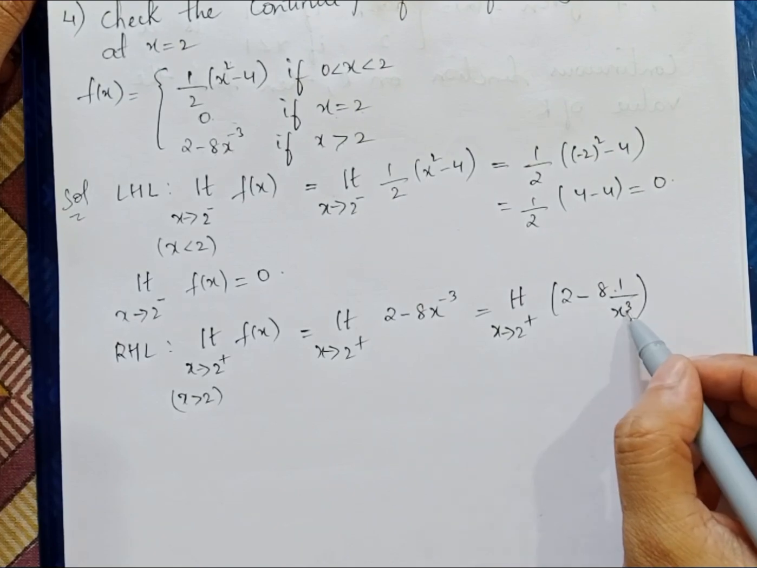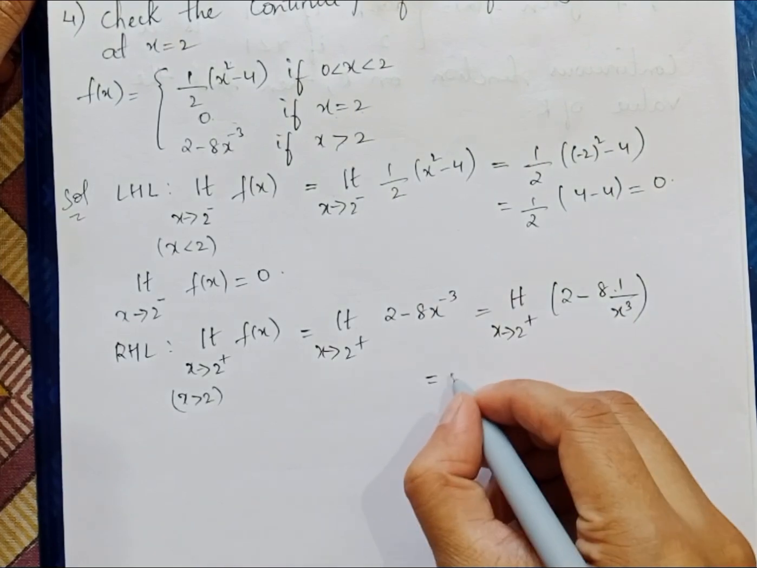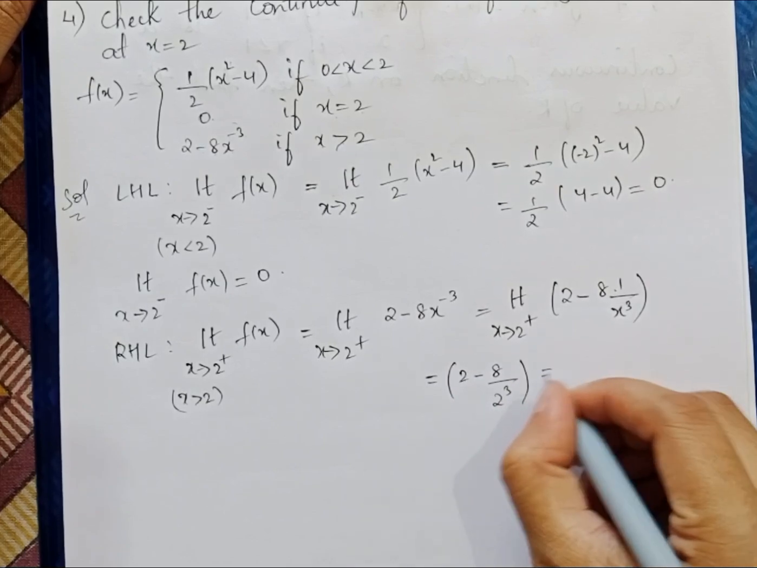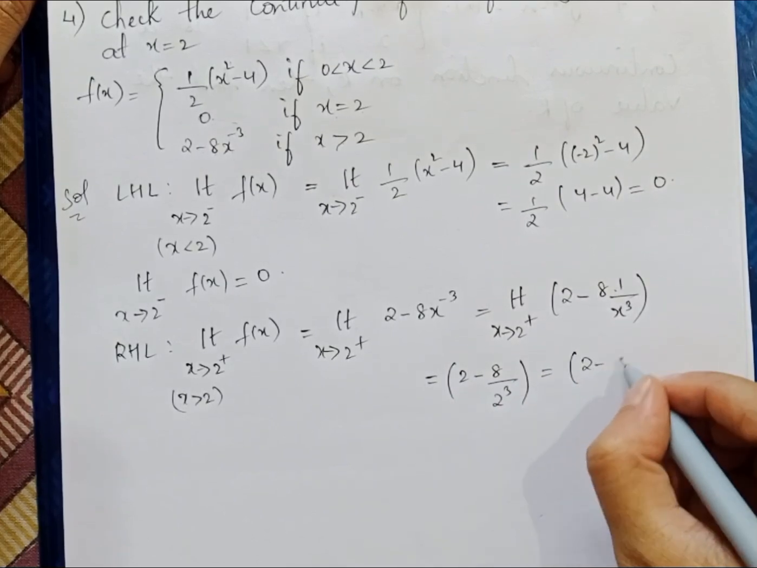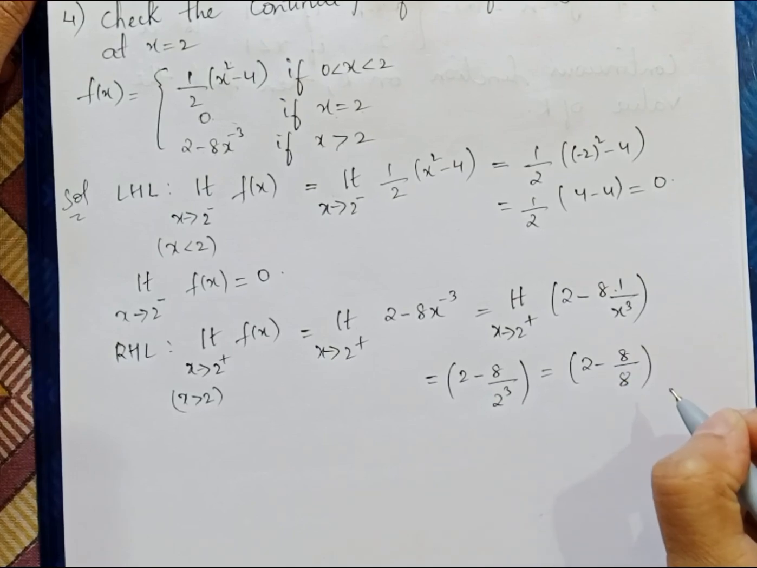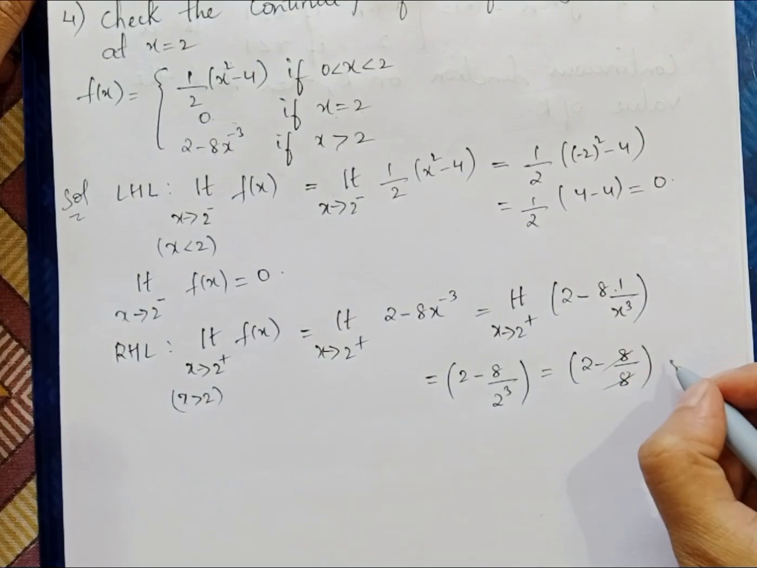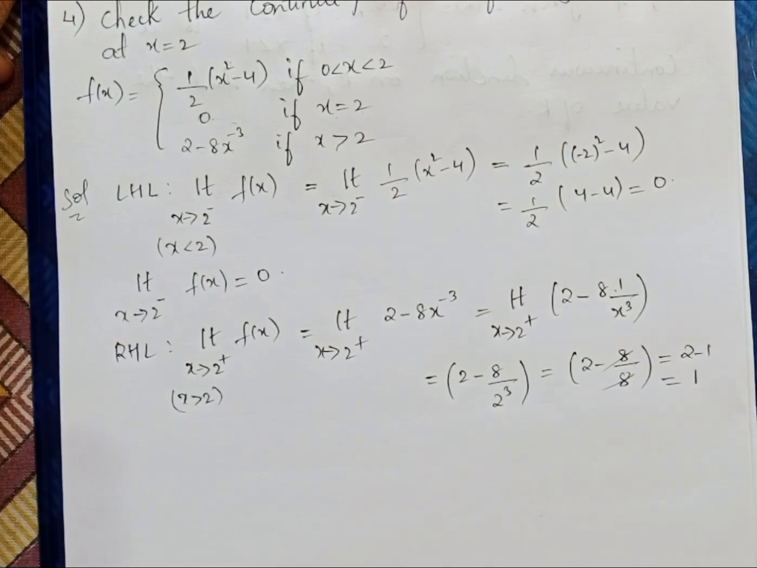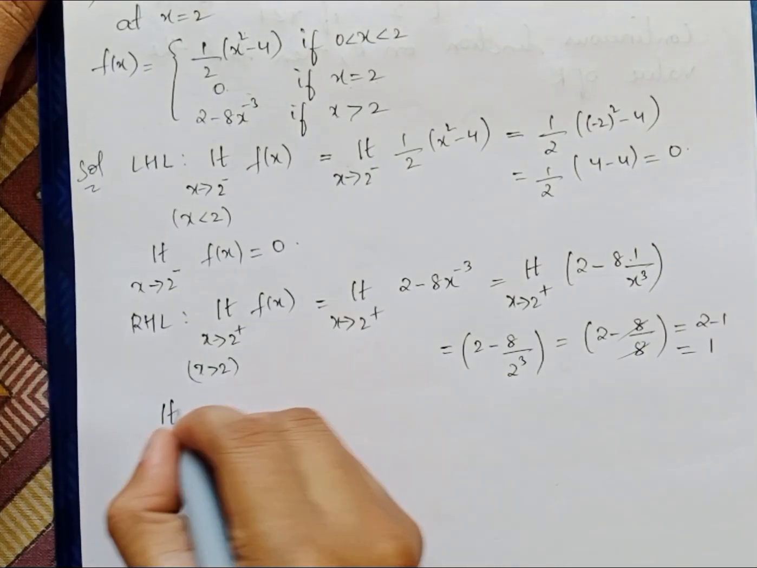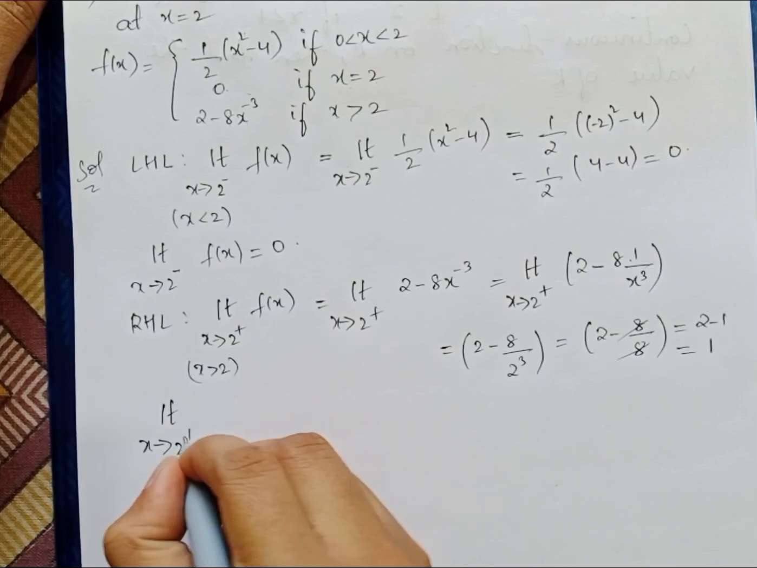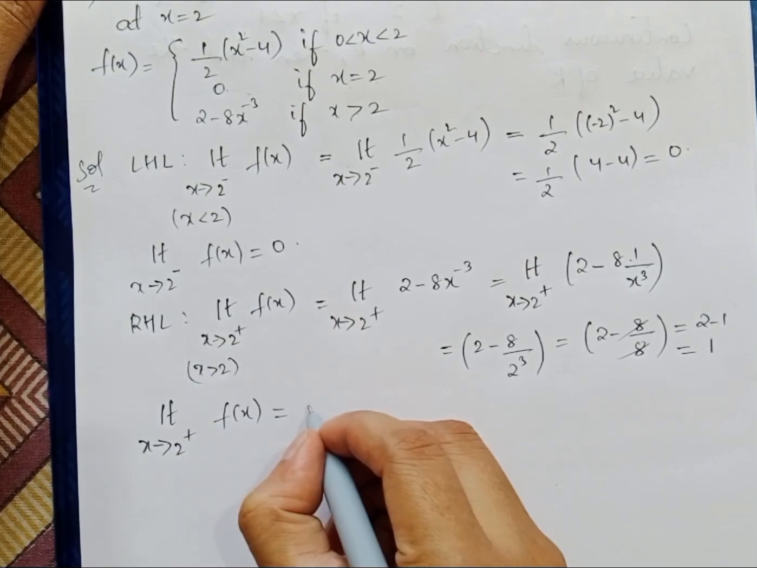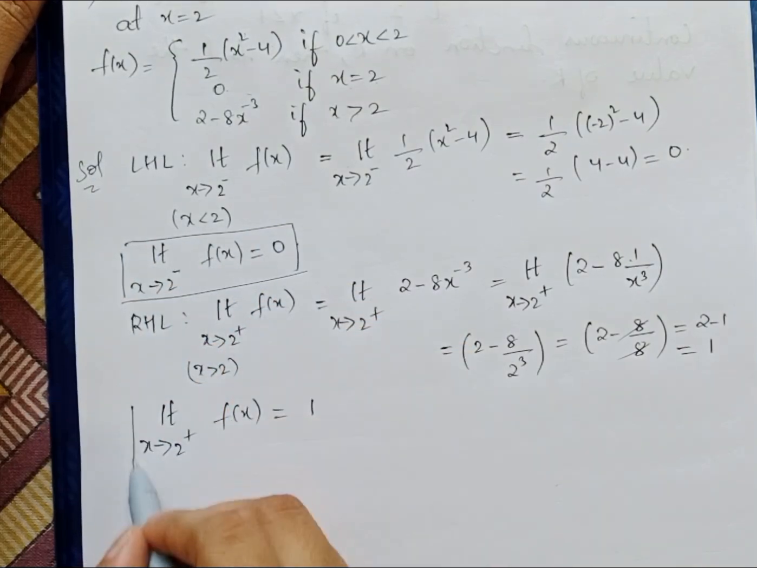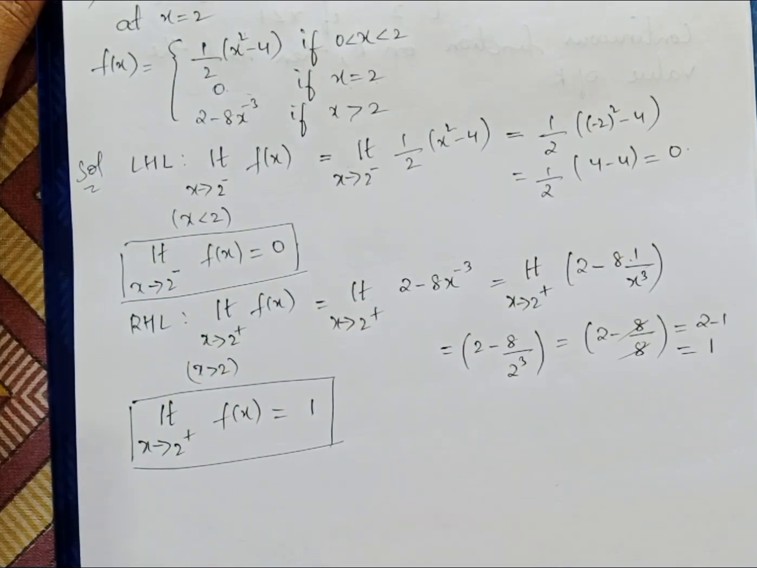Now substituting x as 2, we will get 2 minus 8 by 2 cubed. So it will be 2 minus 8 by 8, since 2 cubed is 8. The 8s cancel out. So 2 minus 1 is equal to 1. So we have got the right hand limit, limit x tends to 2 positive f of x, is equal to 1. When we solved the left hand limit, we got 0, and for the right hand limit we have got 1.